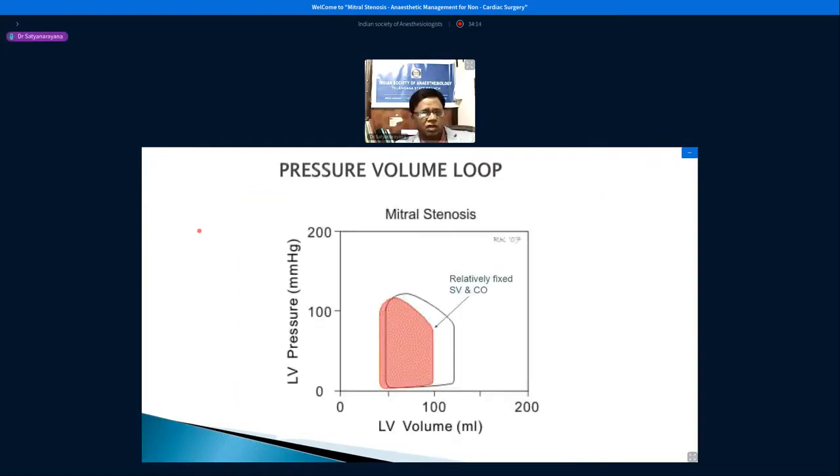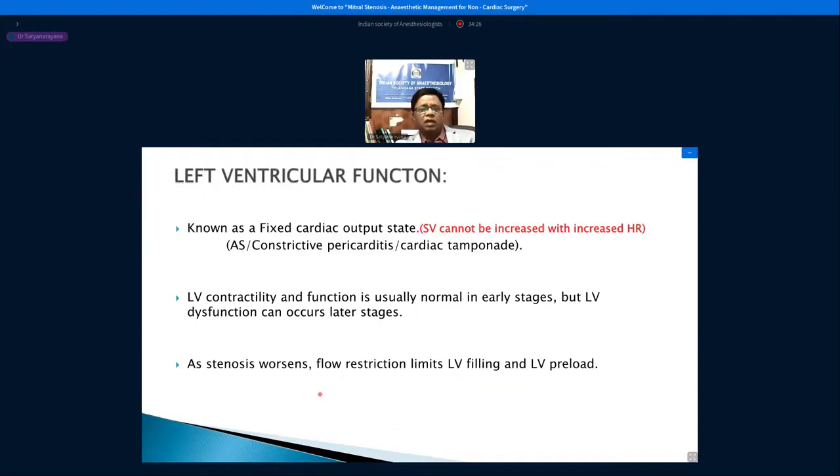A word about the pressure volume loop. We all know it, the pressure volume loop shifts to the left side. It is because of decreased left ventricular end-diastolic pressure and left ventricular end-diastolic volume. And then again, the students are commonly asked, how is the left ventricular function in mitral stenosis? Yes, usually in the early stage, the left ventricular function is supposed to be normal. It should be normal, but as the disease progresses, LV dysfunction takes place.